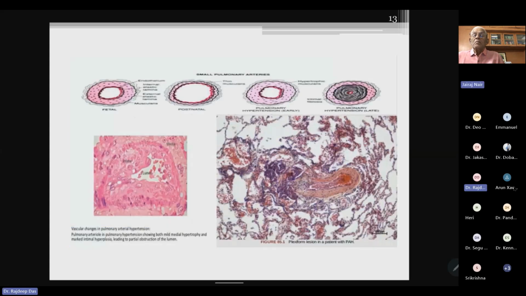In this slide, we can see the pathological picture of the pulmonary arteries, how it becomes fetal, then postnatal, and then in case of pulmonary hypertension in early phase, there is marked medial hypertrophy, while in case of late disease, there is medial hypertrophy plus intimal hyperplasia plus fibrosis. The plexiform lesions in a patient with pulmonary hypertension is seen, we can see in the pathological slide, while on the left, the vascular changes of the pulmonary artery hypertension.